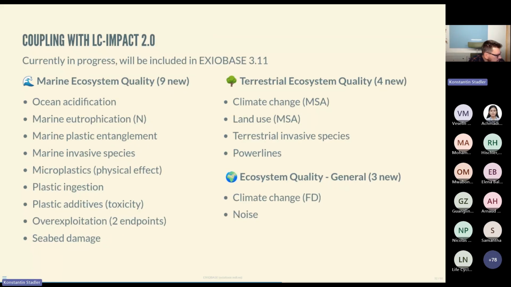And the LCA Impact 2 team is currently working on quite a lot of new impact indicators. A lot of them are focused on marine ecosystems. So there will be marine eutrophication, plastic entanglement, invasive species, and so on. And there are also some experimental new indicators on power lines, on noise pollution. This does not mean that all of them will be in Exiobase. We then have to check which flows and stressors are relevant for them and what we can then link with Exiobase.